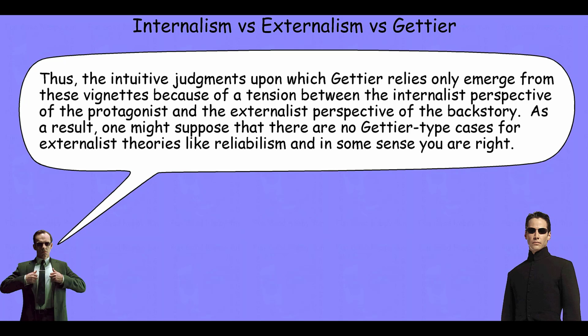As a result, one might suppose that there are no Gettier-type cases for externalist theories like reliabilist theories of justification or reliabilist theories of knowledge, in that externalist theories explicitly discount the internalist perspective. And in some sense, you are right.